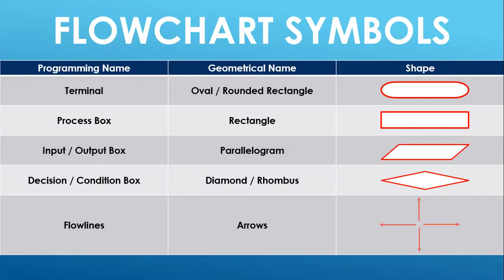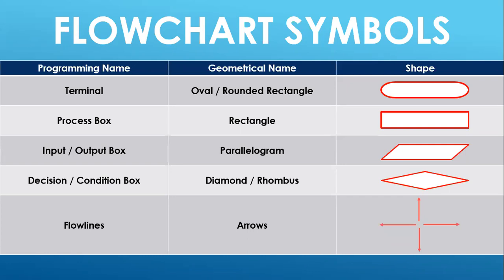In flowcharting, it is known as the terminal box. It has no link with the logic of the program. We only need to place it at the start of the flowchart and at the end of the flowchart. In programming terminologies, this box is known as terminal box, terminator, or start stop box. Geometrically, it is known as oval or rounded rectangle.